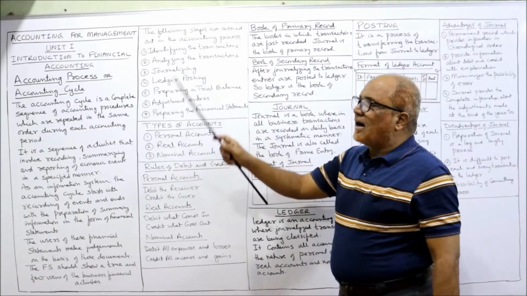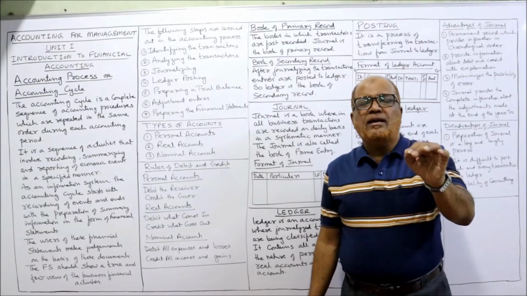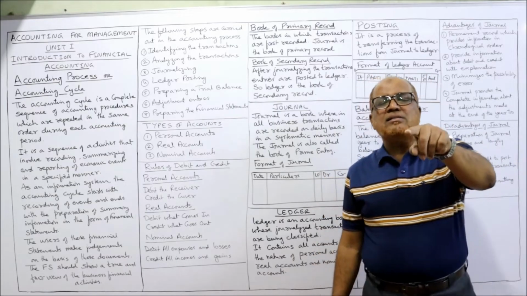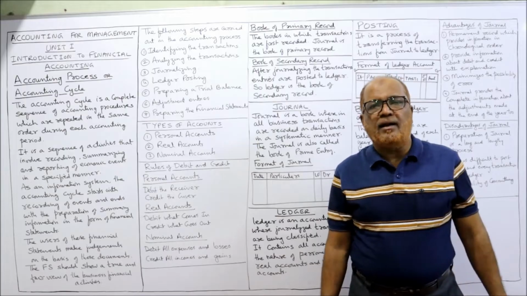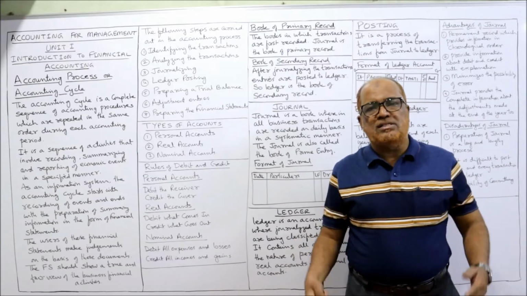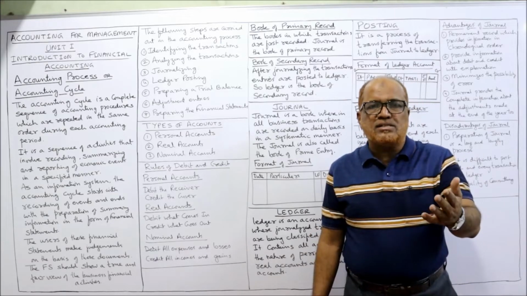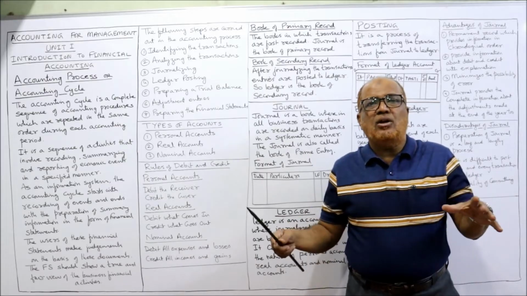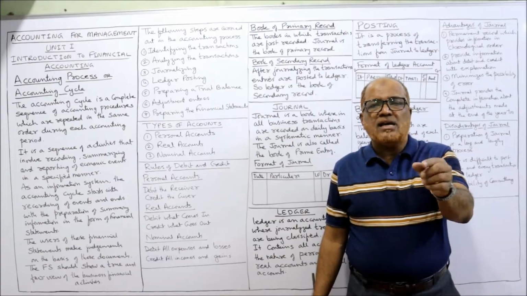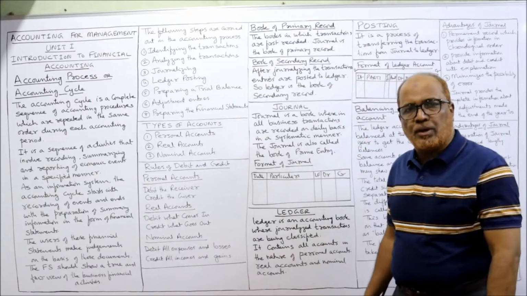The first step is identifying the transaction. See here. First of all, the accountant has to identify the transaction. How to identify? Every transaction must be supported by a document like sales invoice, purchase invoice, debit note, credit note, bank statement, invoices, vouchers. All these are the documentary proof of the evidence. So identifying the transactions with the help of documentary proof, that is the first step in accounting process.